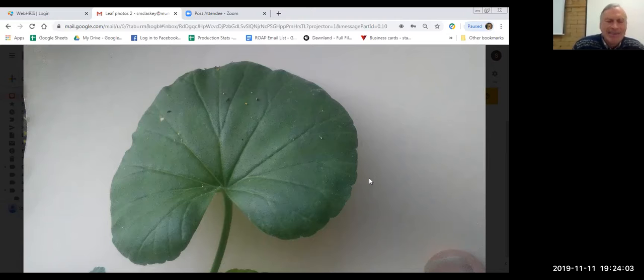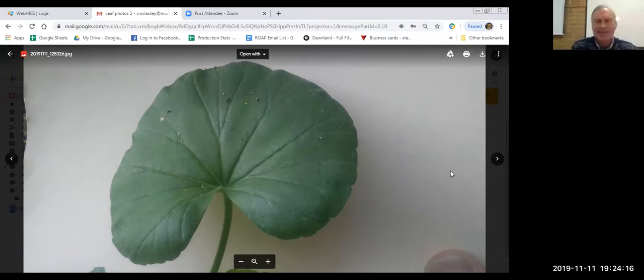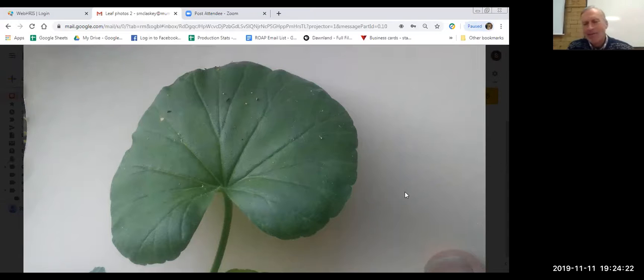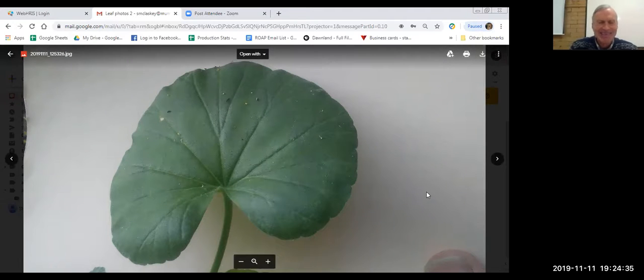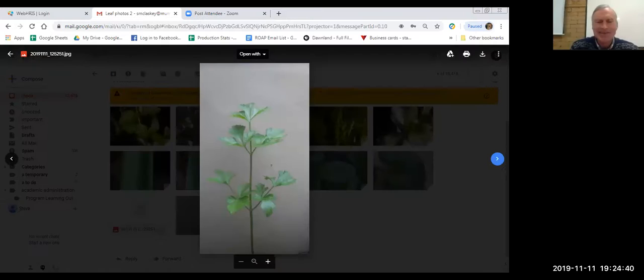What kind of veins does this have? Palmate? Yes, good. What else? The margin has some rounded teeth on it. Can you see that? Yeah. Does it have a petiole? Yeah. All right. Let's see what else we've got here.